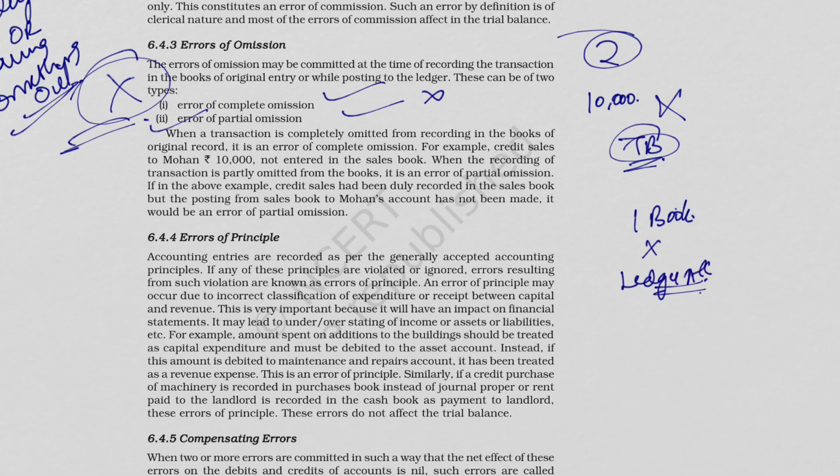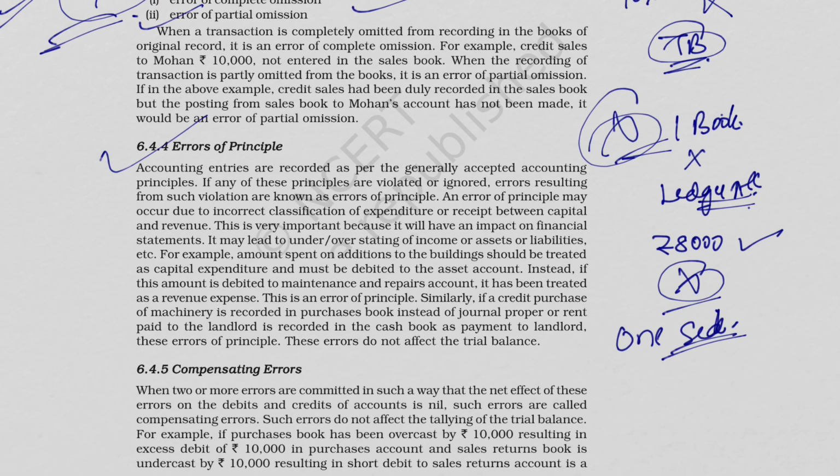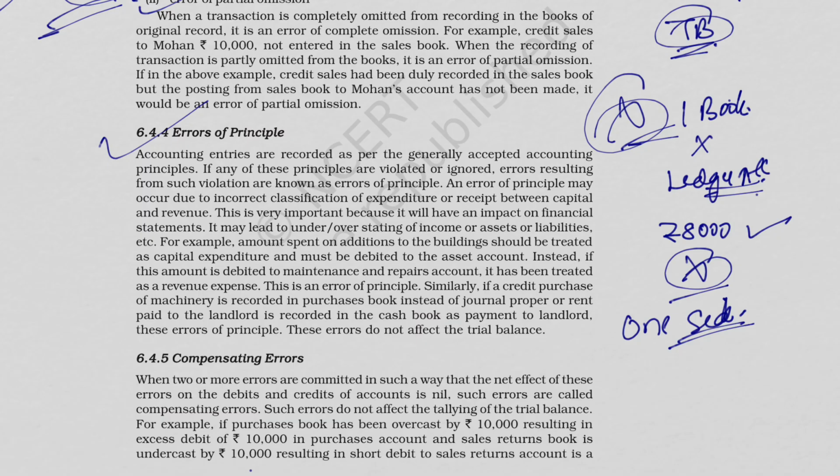For example, goods sold to Ram rupees 8,000 is recorded in the sales book, but Ram's account in the ledger is not posted. So here one side is missing. So the trial balance will not tally. Next we have error of principle.